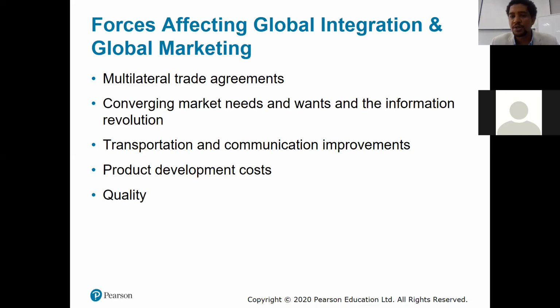When you have more than 2 countries signing a free trade agreement, or a tariff-free or tariff-reduction trade among themselves. Because this promotes free trade, it promotes global integration and global marketing, and converging market needs and wants, and the information revolution. Convergence means, for example, we have a big fan of Nike shoes in Korea.